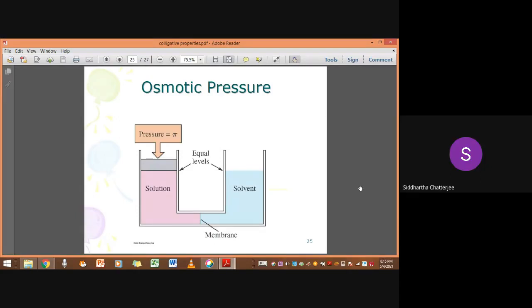Look at here. Suppose there is a semi-permeable membrane which separates a solution from the solvent. As you understand, between solution and solvent, the solvent has the low concentration and the solution has the high concentration. So the net flow of the solvent is taking place from the low concentration solvent to the solution, and that phenomenon is known as osmosis. Then to stop that osmosis, you apply pressure on the solution side to prevent the osmosis. So how much pressure you apply to prevent that osmosis, that is known as osmotic pressure.